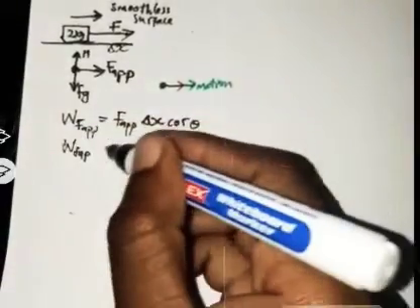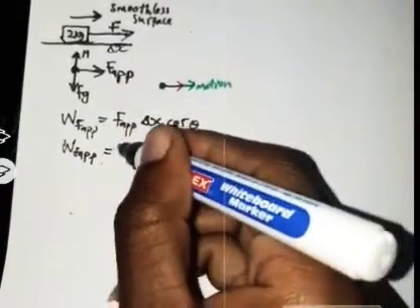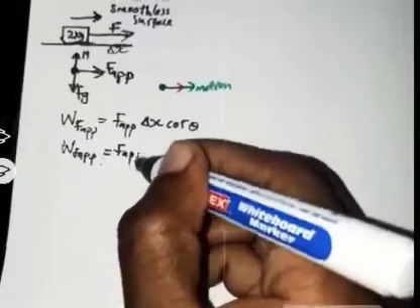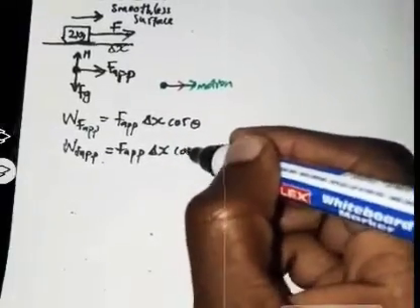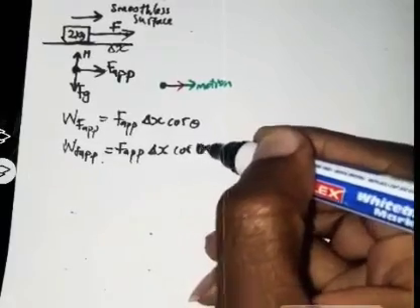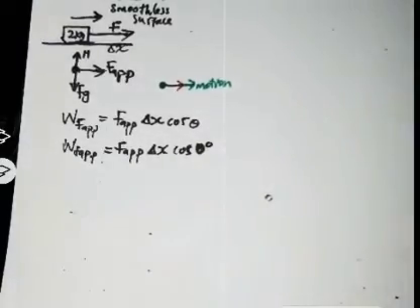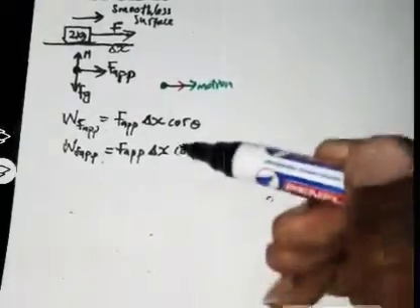So if we calculate the work done by the applied force, it means the applied force multiplied by the displacement delta x. Then we're going to have the cos of 0 degrees. And that would be the formula for calculating the work done by the applied force.